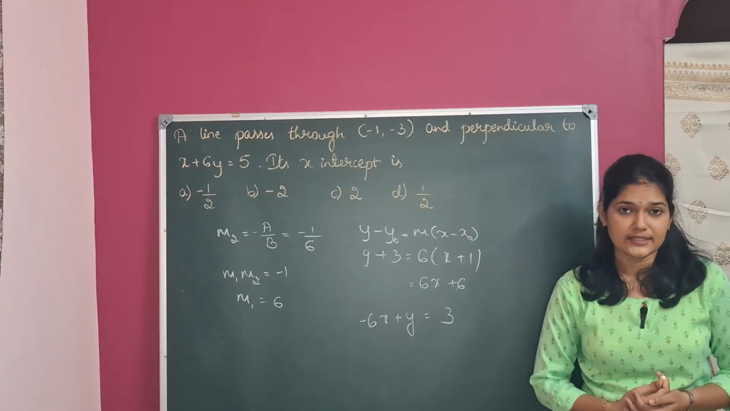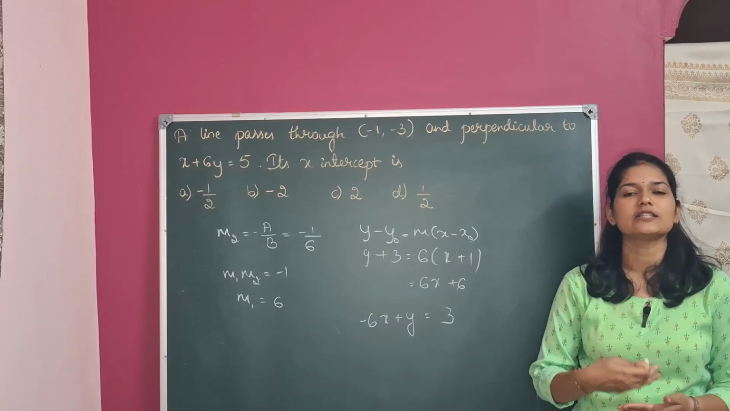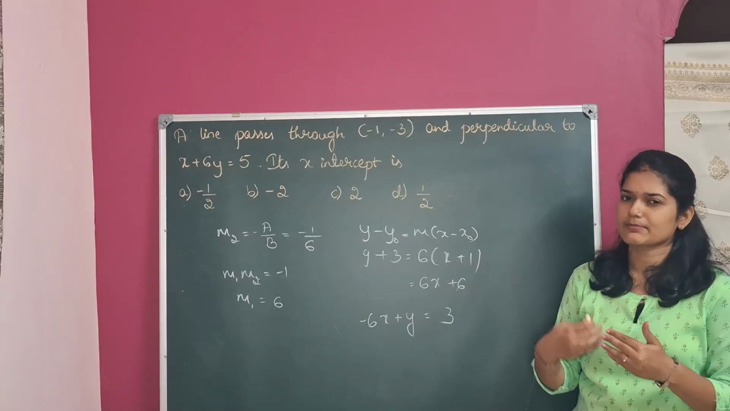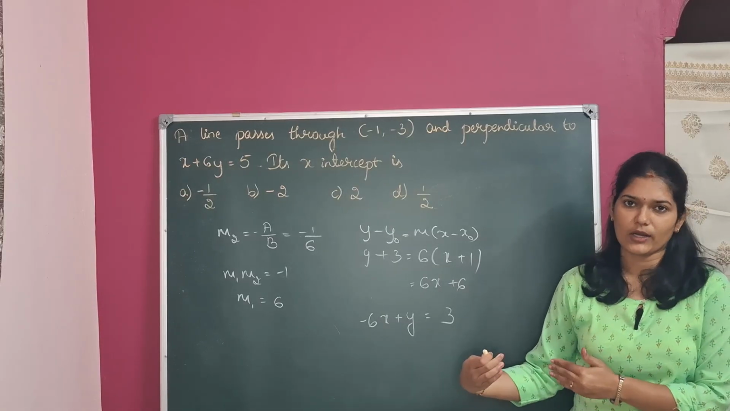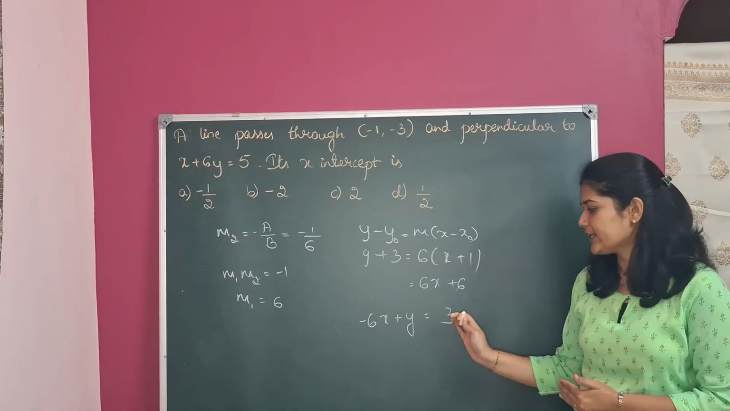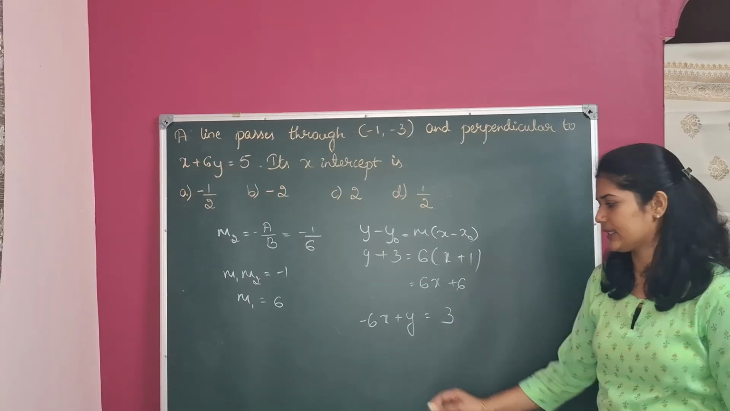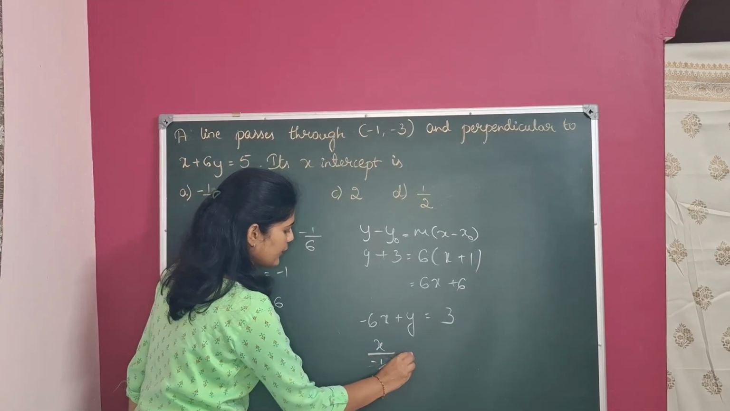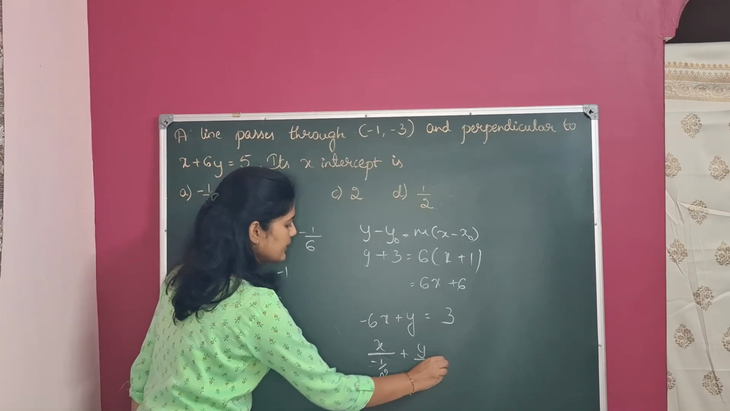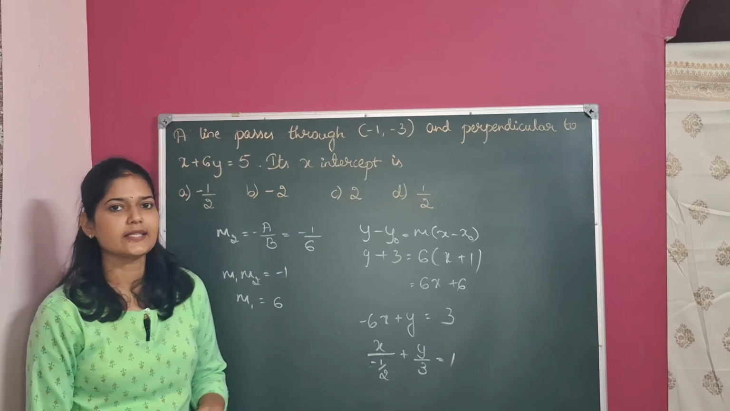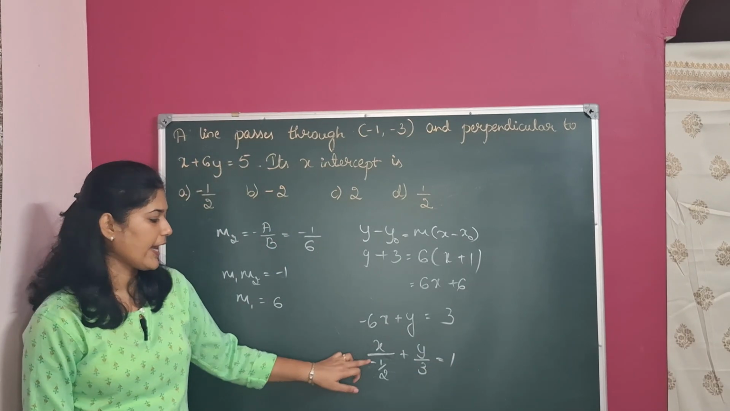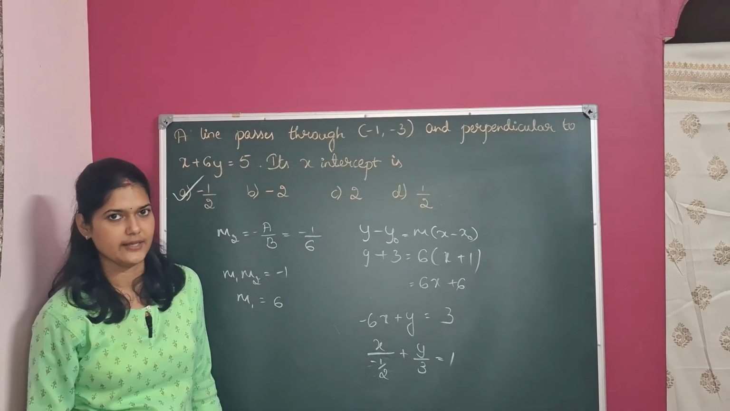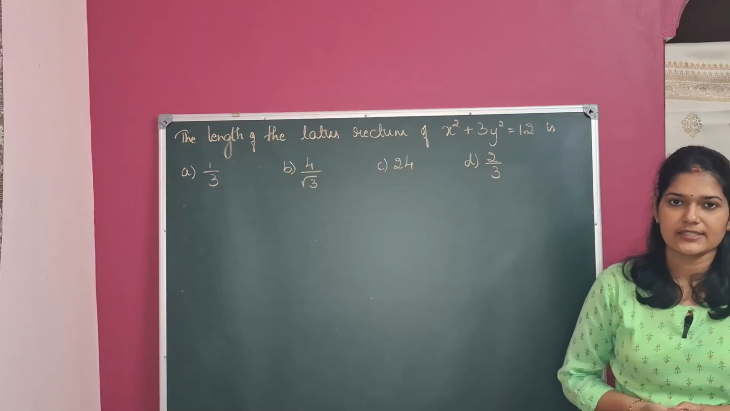We want the x-intercept. For that, convert the equation into intercept form. That means x by a plus y by b is equal to 1 form. To convert it, divide the whole equation by 3. Then we get x divided by minus 1 by 2 plus y by 3 is equal to 1. This is in the intercept form. Therefore, the x-intercept is minus 1 by 2. That is option A.